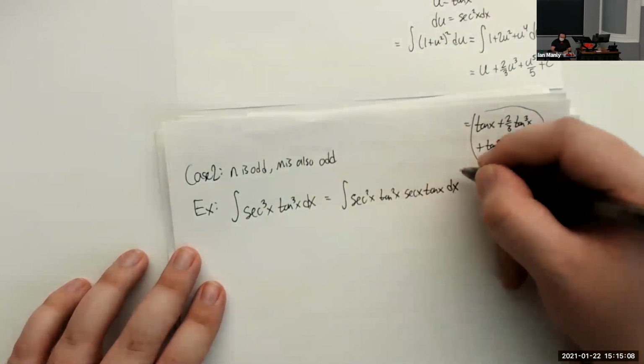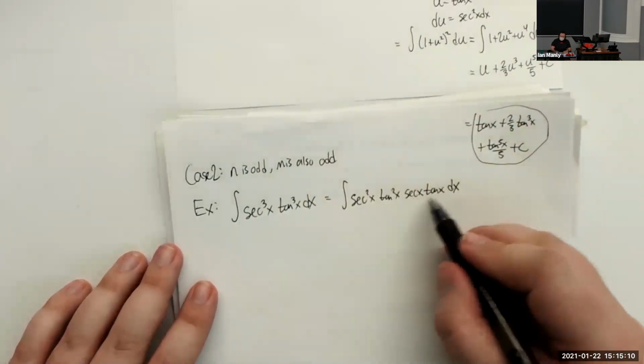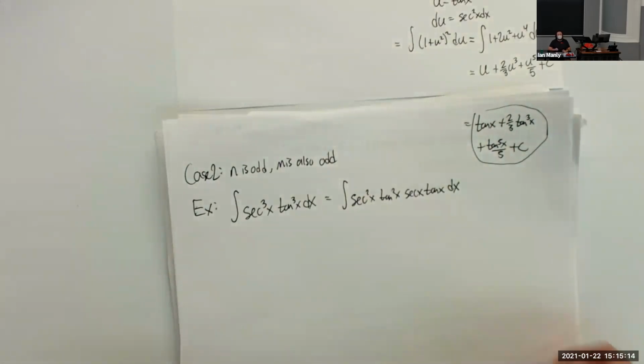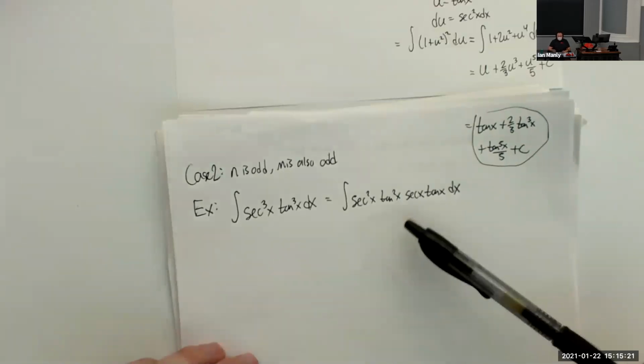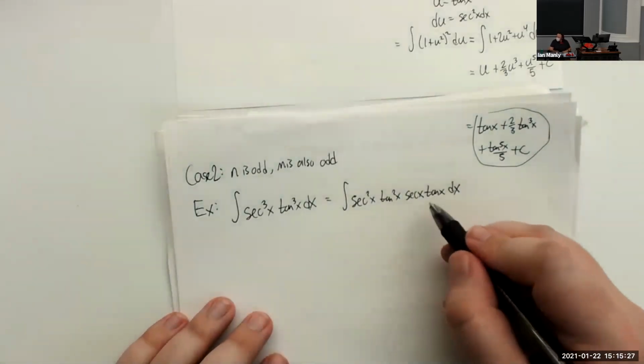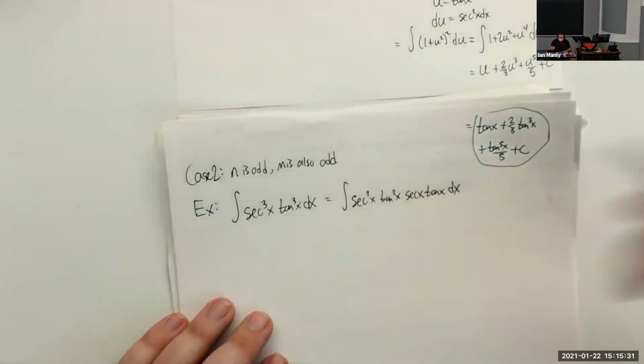So I have secant squared, tangent squared, and then I have a secant of x, tangent of x dx. Now, can anyone maybe see why I chose to do that based on all of the other things we've done? What do you think I'm going to do in the future? Yeah, so someone in the audience says that's the derivative. It's not of secant squared, though, it's of secant. But that's right, yes. So this is the derivative of secant, so we're going to do that as a u substitution a little bit later.